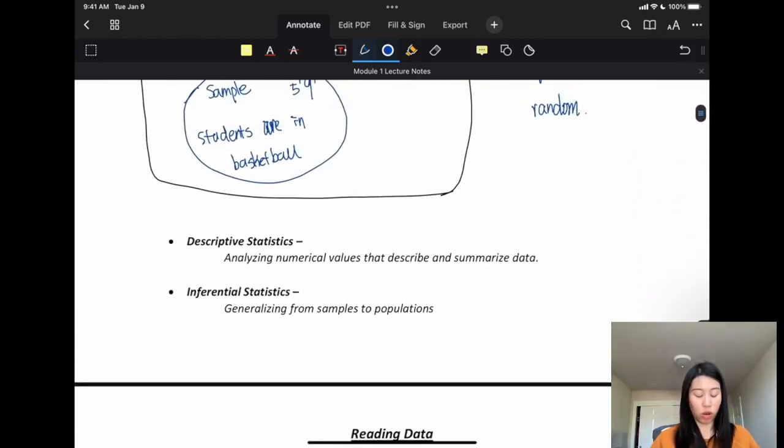Okay, so there are two types of statistics. One is called descriptive statistics. Descriptive statistics is analyzing the numerical values that describe and summarize data. That means you're trying to summarize the data from a group that you choose. This process allows you to understand the specific set of observations.